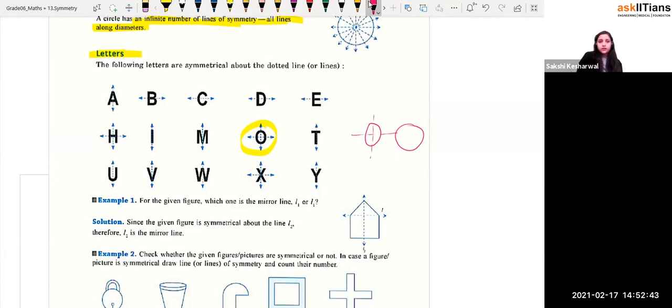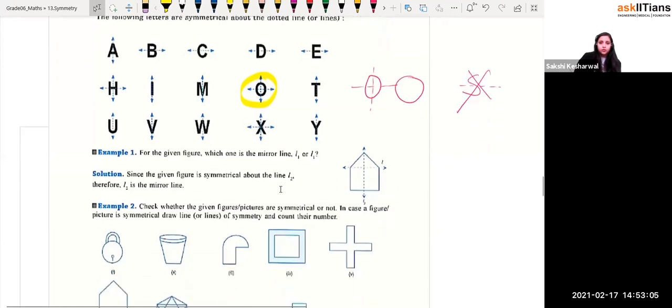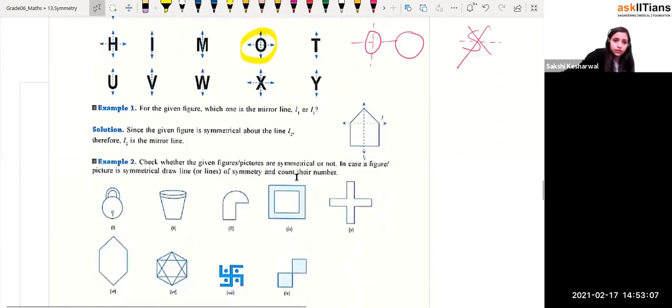So these are the letters: A, B, C, D, E, H, I, M, O, T, U, V, W, X, Y. Z does not have, right? N does not have, R does not have, S does not have, right? If you say, ma'am, S has lines of symmetry, if you fold it, it will not overlap each other. So no, S does not have, right? So here are some examples which you will be seeing over here.